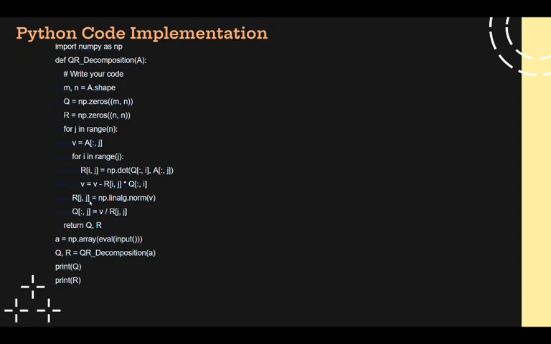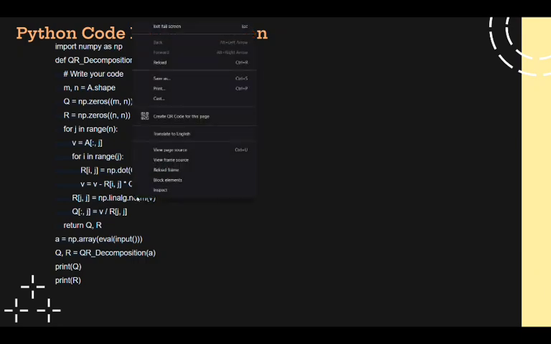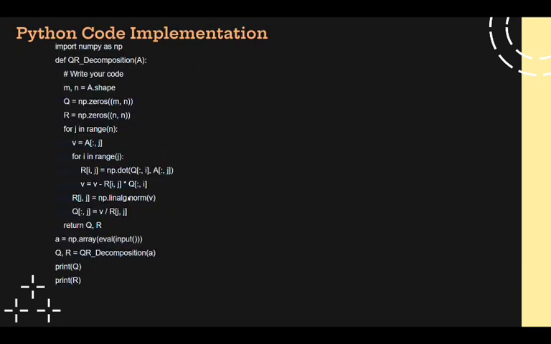Once v is orthogonal, we calculate its length or magnitude using np.linalg.norm of v. This value is stored as R[j][j]. Finally, we normalize v by dividing by its length. This creates a unit vector, which becomes the jth column of Q. At the end of the loop, the function returns the matrices Q and R.